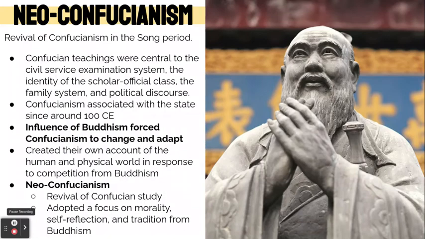So Neo-Confucianism is a revival of Confucian study. And then it also brought in parts of Buddhism. A lot of Buddhism is morality and self-reflection through meditation. So Confucianism started to adopt those principles as well. So Neo-Confucianism, again, is a revival of Confucianism with little parts of Buddhism added to help make Neo-Confucianism appeal more to the people. And we're going to learn more about this this week.